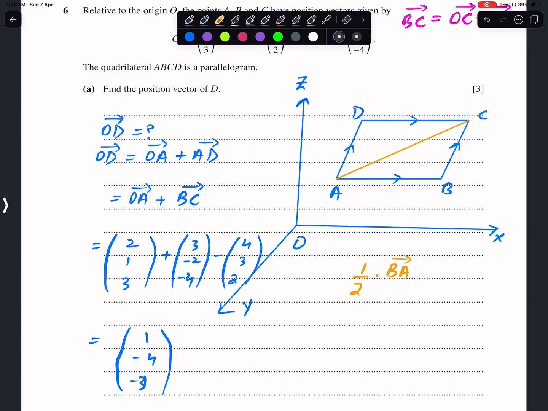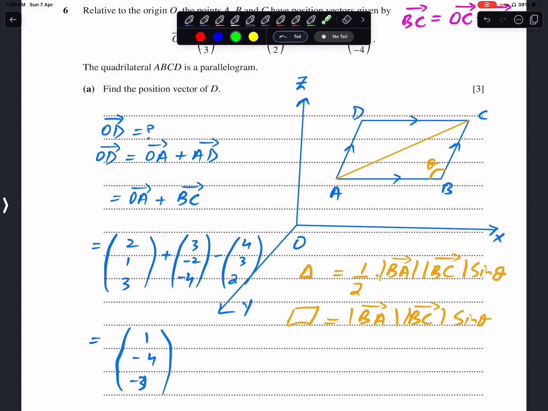It is 1 over 2 times the length of adjacent sides, magnitude means length, and then sine of the angle between those two adjacent sides, this angle theta. And this is the area of the triangle, okay? But you want the area of the parallelogram, so simply multiply it with 2. So this is the required formula for the area of a parallelogram, magnitude of BA times magnitude of BC times sine of theta. I'm going to use this formula in our question.